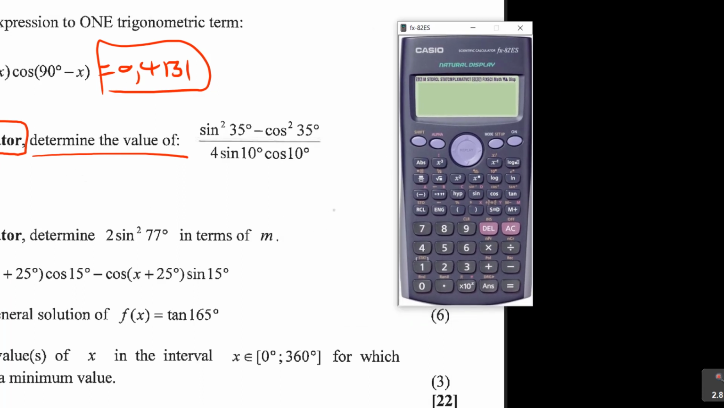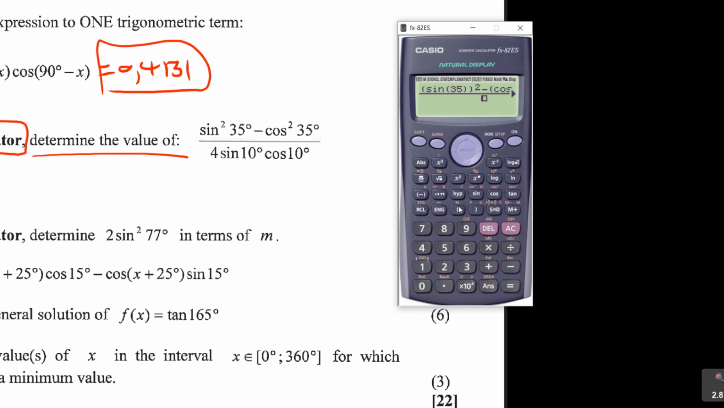Now, how do you punch this though? If they say sine squared 35, I just showed you. You put a bracket, and then you have got sine 35. You close the bracket, and the one that you open, then you put squared. And then minus cos squared 35 again. You put a bracket. You've got cos, then you say 35. You close and put squared.